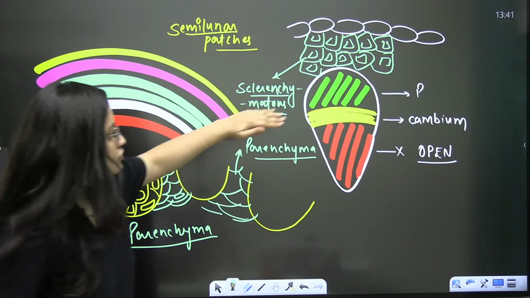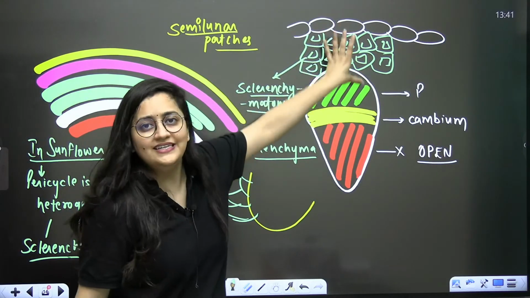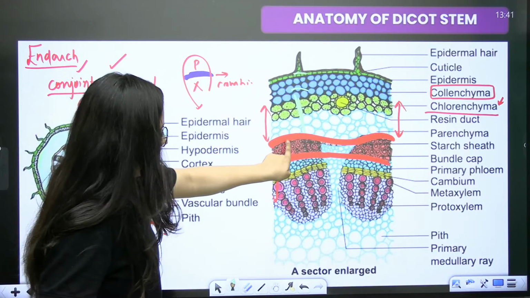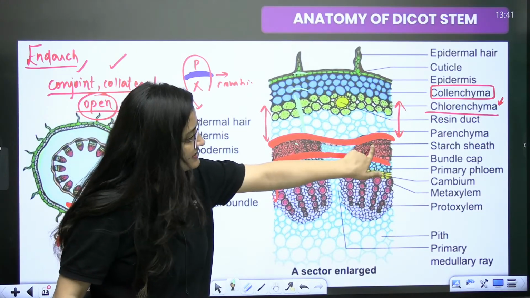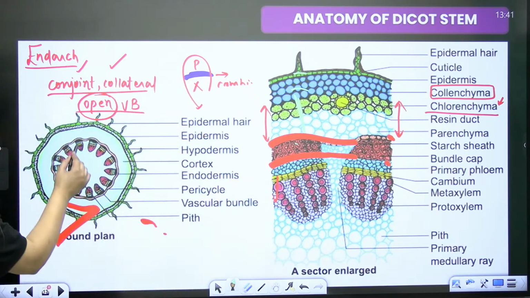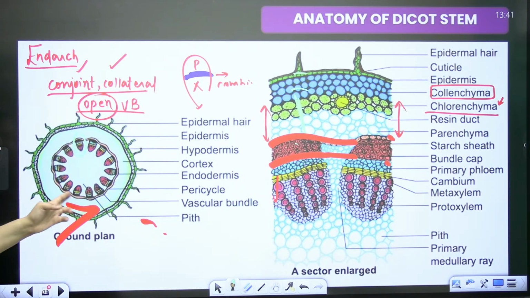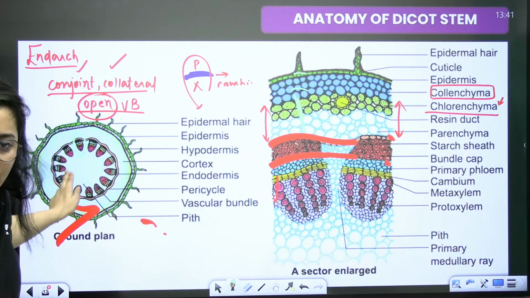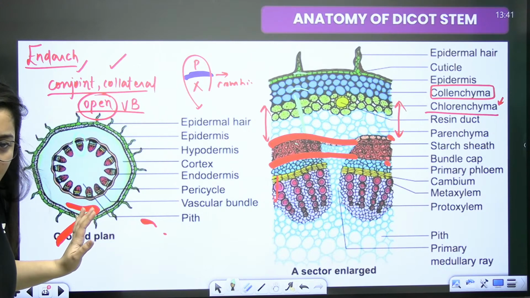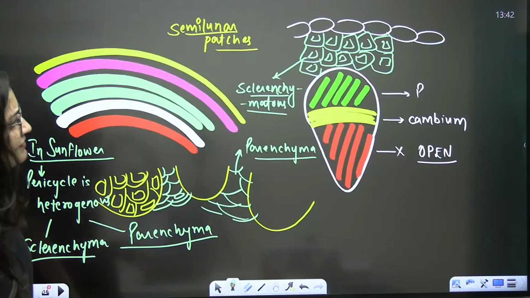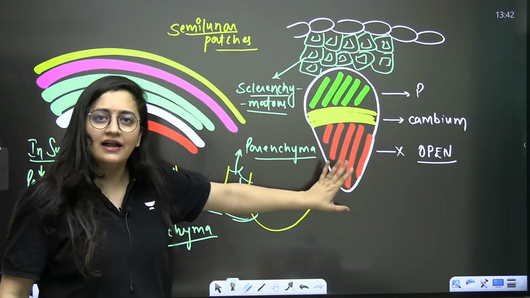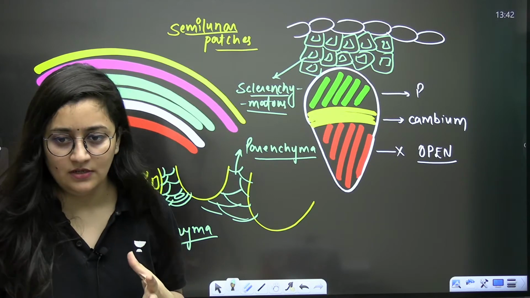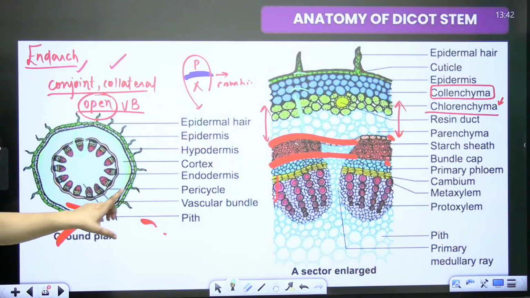Just next to this phloem, you will find these sclerenchymatous cells of the pericycle. Sclerenchymatous patches, then parenchyma. And here, how are these vascular bundles arranged? In the form of a ring. Obviously, again phloem, cambium and the xylem will be there. And the pith is large, it is conspicuous.